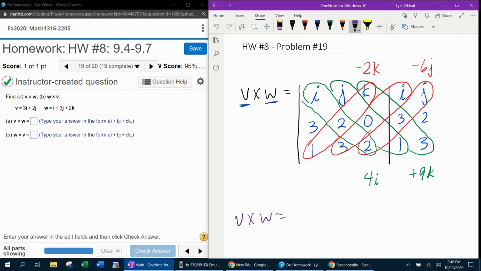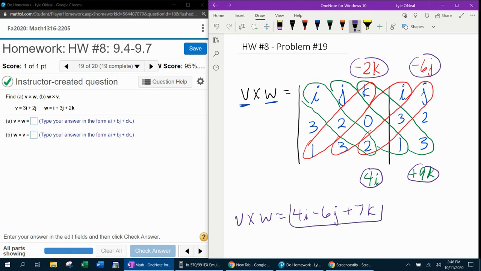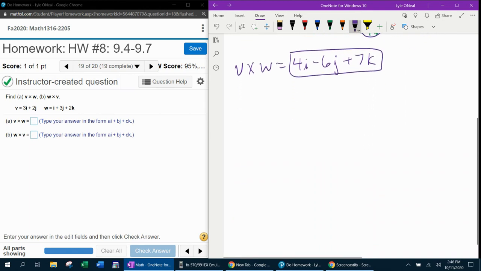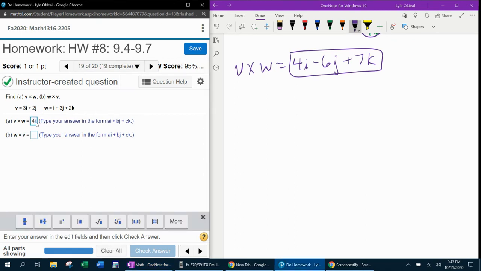Now to finish it out, we need to combine like terms. Starting with I, I've got 4I. And then J, I've got minus 6J. And I've got 9K minus 2K, which is 7K. And that should be our answer for V cross W. Let's go ahead and input that. 4I minus 6J plus 7K.